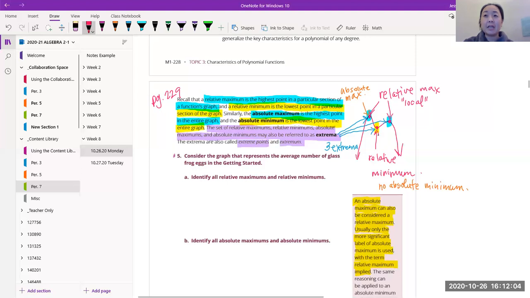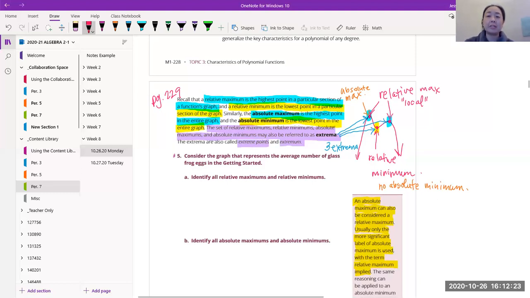And in this case, we actually have no absolute minimum because there is no lowest point. This is a relative minimum. That does not mean that it's the absolute minimum because, as you notice right here with the arrows, it keeps on going down. So there is no lowest point. We just say no absolute minimum.